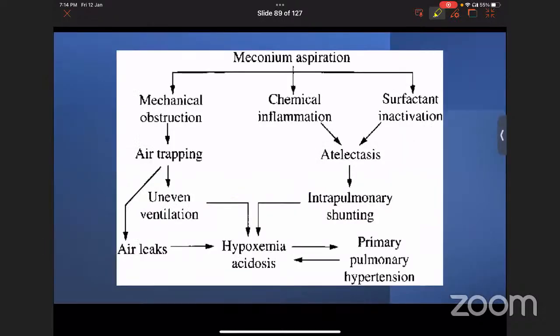So this is the thing which I was telling. That is mechanical obstruction or air trapping, leading to uneven ventilation and air leaks, which go for hypoxia and acidosis, and that leads to primary pulmonary hypertension. And second thing, it can also cause infection and chemical inflammation leading to atelectasis and intrapulmonary shunting, because there is atelectasis, the blood will flow, but it will not receive oxygen, but the blood is flowing. So it is a kind of shunt, intrapulmonary shunting. And uneven ventilation and intrapulmonary shunting will go for hypoxia and acidosis, and the child will develop primary pulmonary hypertension.